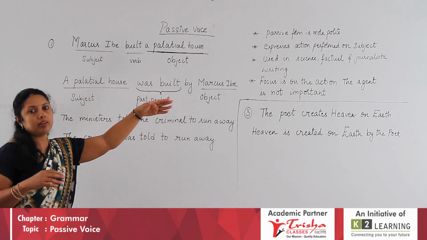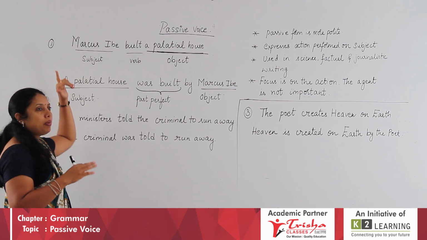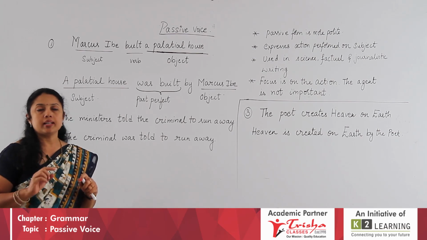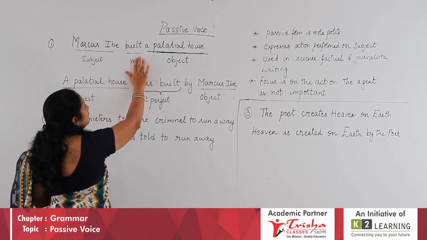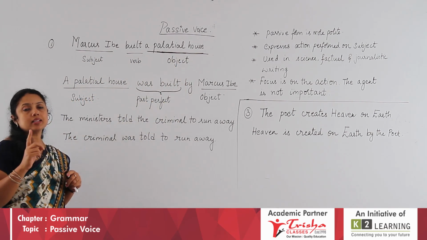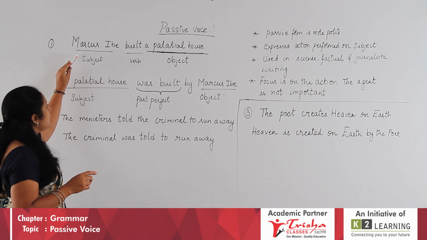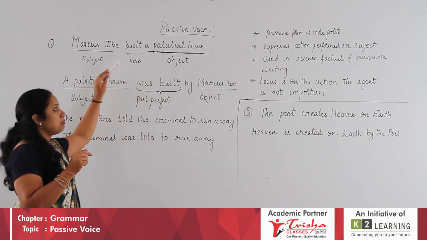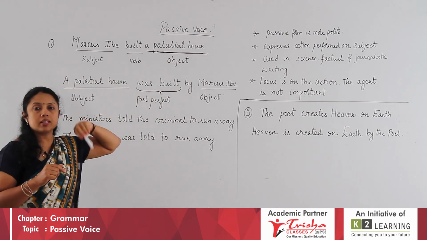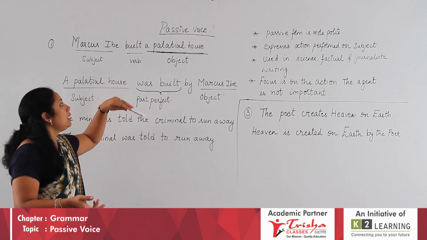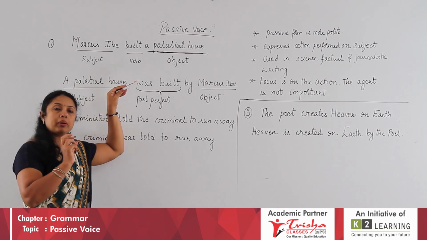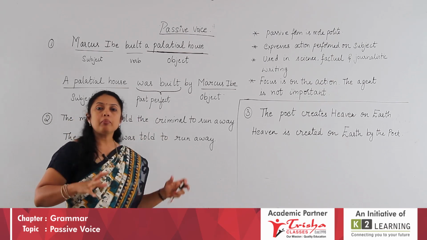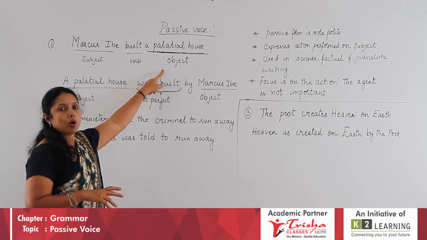Continuing with the point I have written there, I will talk about this first example. Let us understand what is a subject and what is an object in a sentence. Marcus Ebay built a palatial house. This is one sentence that's taken from your text. Who built the house? Marcus Ebay. So Marcus becomes the subject. What did he do? He built a house. So built is a verb. And a palatial house, what did he build? He built a very big house. So that becomes the object.